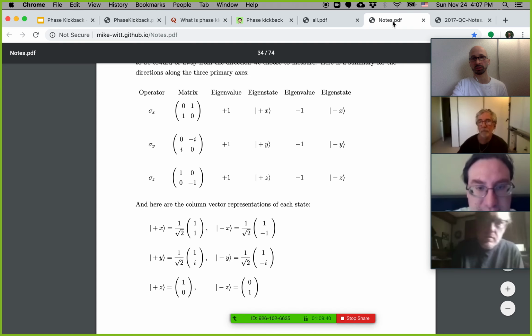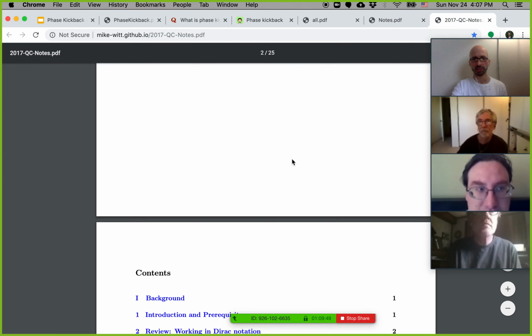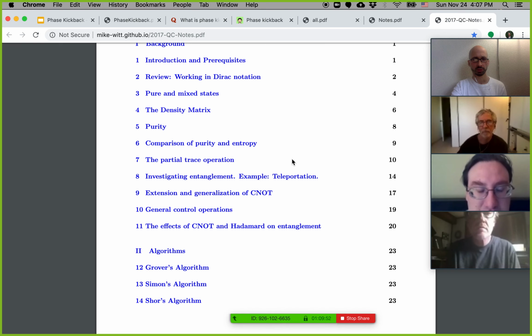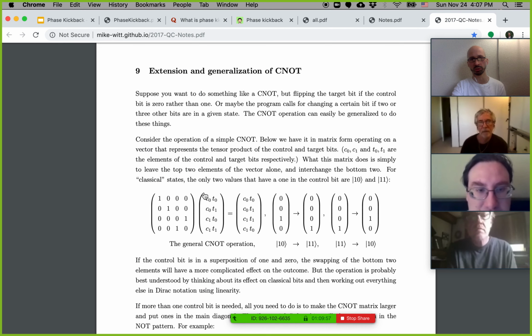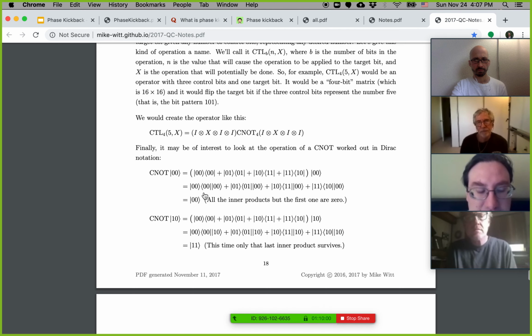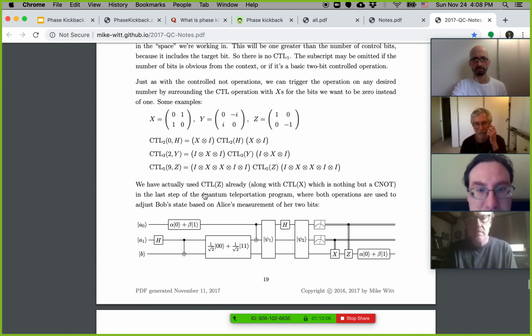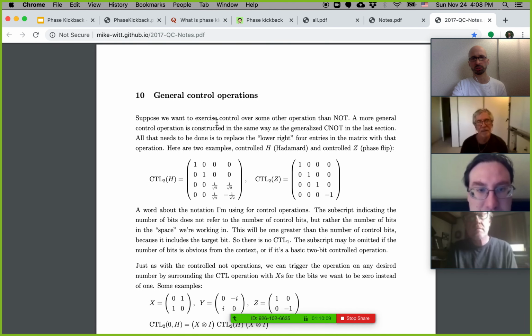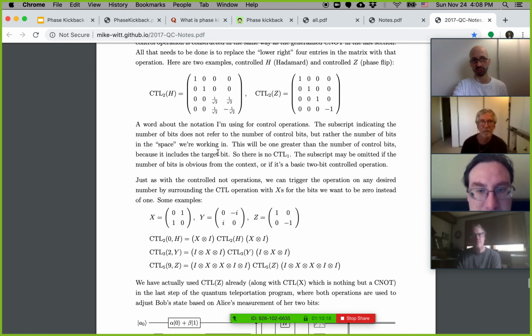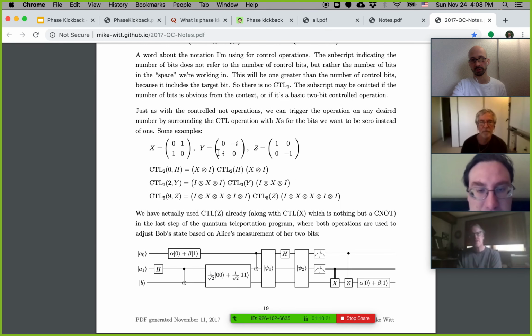And Mike's notes, I didn't link to those because they formally don't talk about phase kickback. But Mike does talk about something similar. Here, those are extended notes. So this is pretty good. This is very close to phase kickback, except there's no talk about when it happens. But essentially, this is phase kickback.